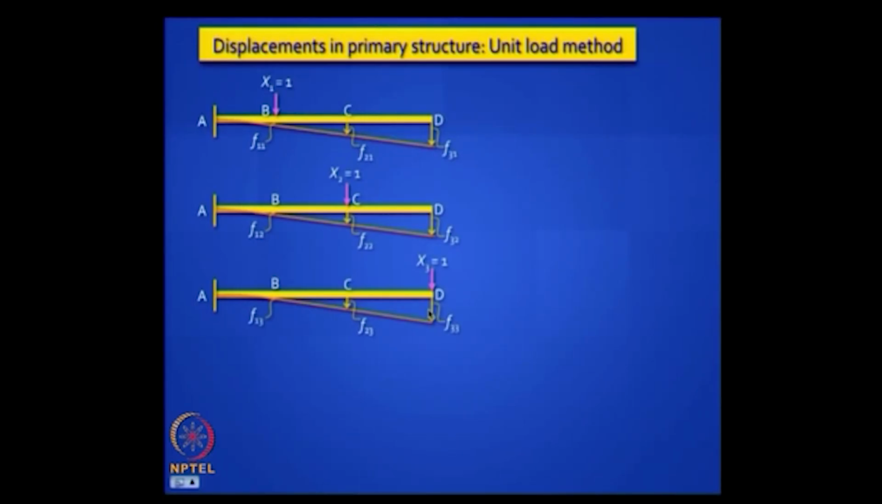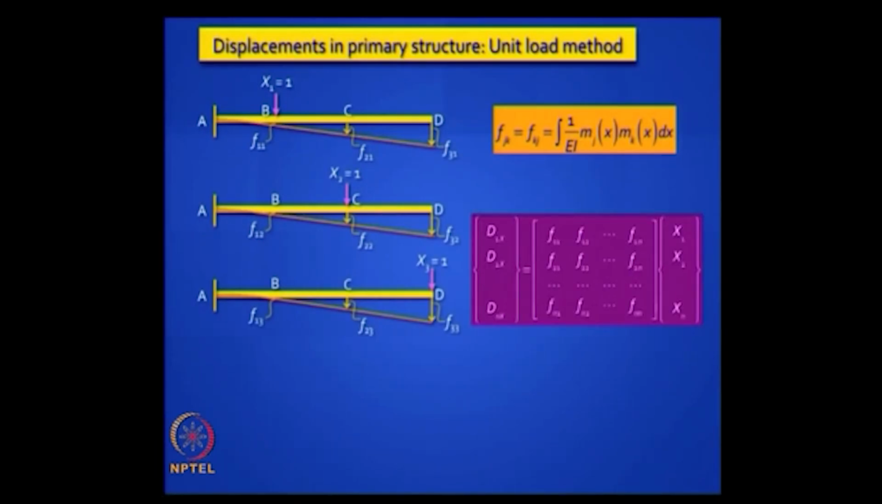So this is a physical meaning, and you will find that these flexibility coefficients are properties of the structure, they do not depend on any loading. How do you find these values? Unit load method, and you can generate a nice formula, that is integral mj mk by EI into dx, right. This is unit load method, and you can write it in this format.